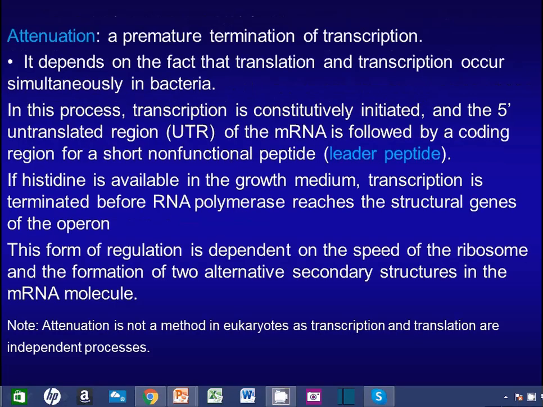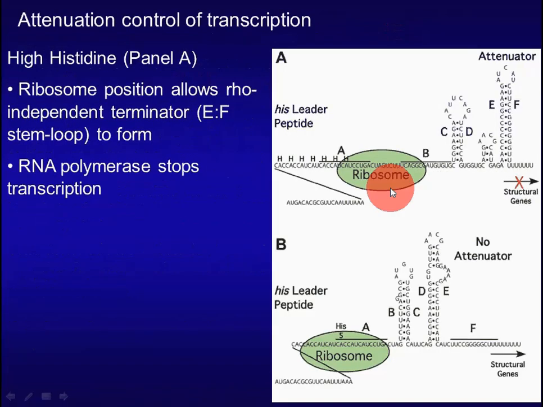Attenuation leads to premature termination of transcription. It depends on the fact that translation and transcription are coupled in bacteria. Here is the histidine operon. The 5' regulatory region of the histidine operon encodes a 16 amino acid leader peptide, including 7 consecutive histidine codons, followed by a transcription terminator.